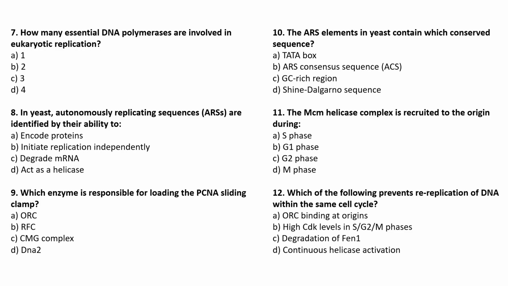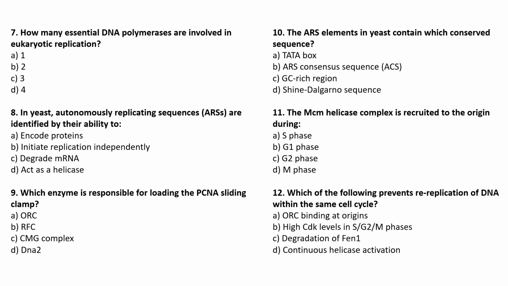Cool. Next, which of the following prevents re-replication of DNA within the same cycle? So this we discussed earlier. Option B. That's correct. I've somehow put all of the correct ones as B. Anyhow, that's correct. It's high CDK levels in later S and G2 and M phases that make sure that you're not melting the DNA too many times, just the once. So great. I'm glad everyone's understood that.